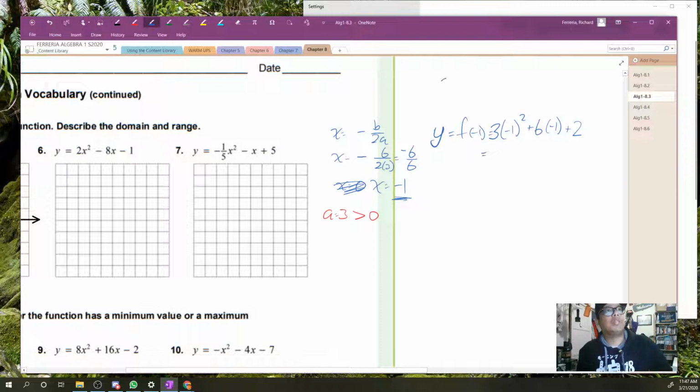Let's think. What is 3 times negative 1 times negative 1? Now that's something that I would normally just think about. I wouldn't actually write that down, but since you can't see inside my noggin, I'm going to have to write that down for you. So 3 times negative 1 is negative 3. Negative 3 times negative 1 is positive 3. 6 times negative 1 is negative 6, plus 2. Let's see, 3 plus negative 6 is negative 3. Negative 3 plus 2, negative 1.